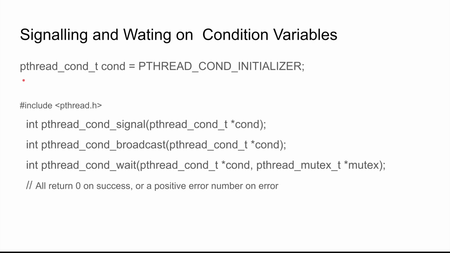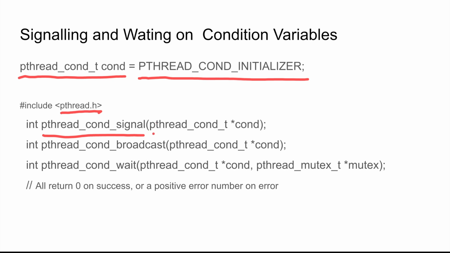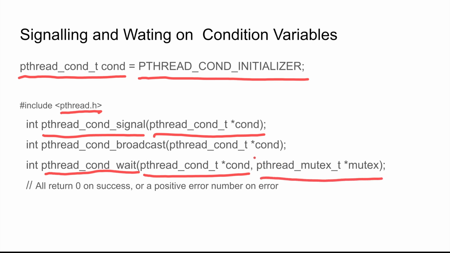We can allocate a condition variable statically, similar to how we were doing mutex allocation. This initializer is available in pthread.h itself. This is the pthread condition signal call where we pass the condition variable, and this is the pthread condition wait call where we pass the condition variable and the mutex as well. It is important to note that mutex is needed in the wait call whereas it is not needed in the signal call.